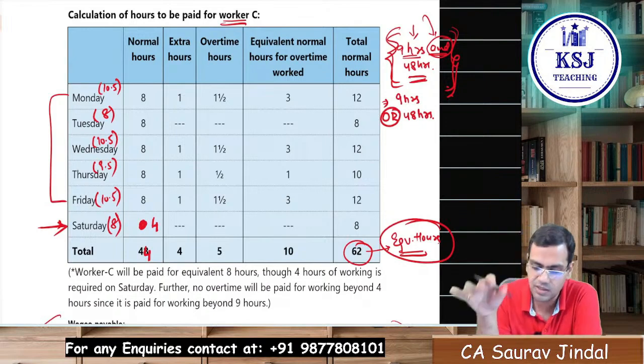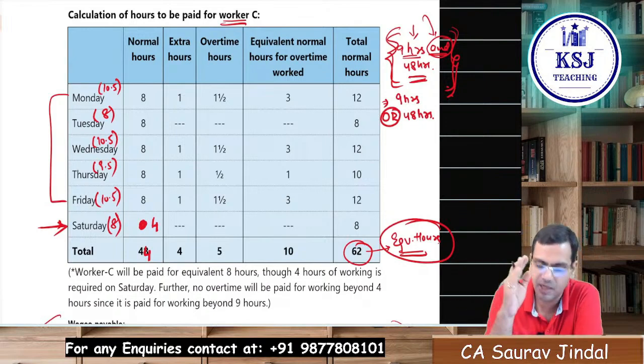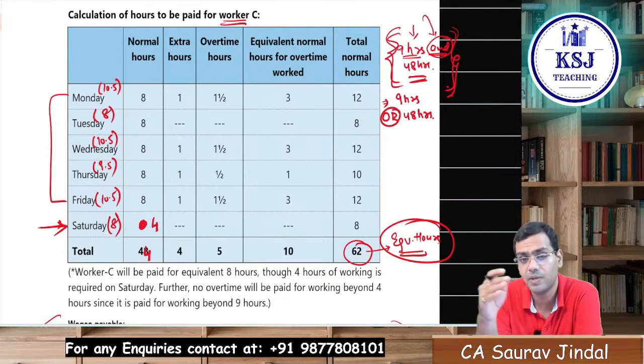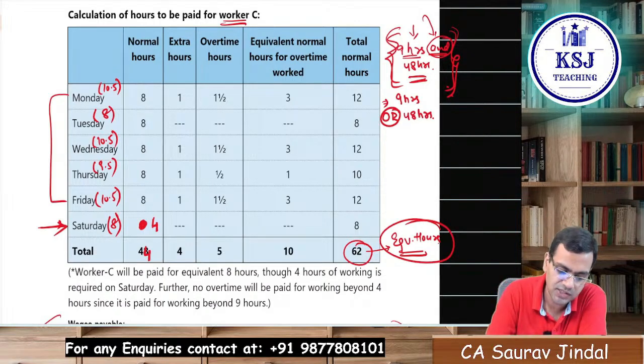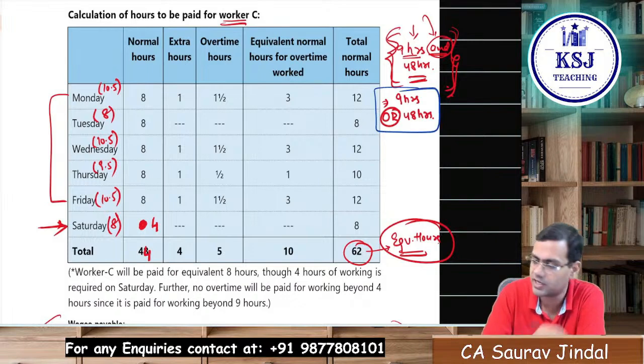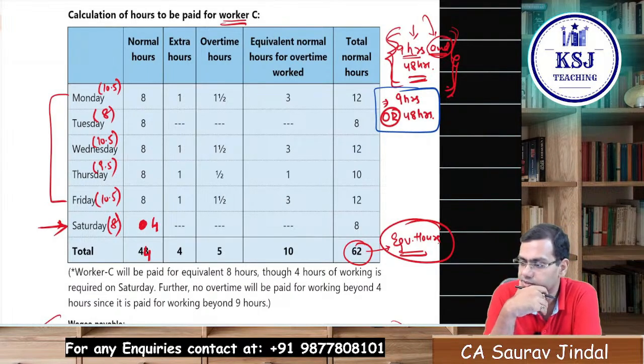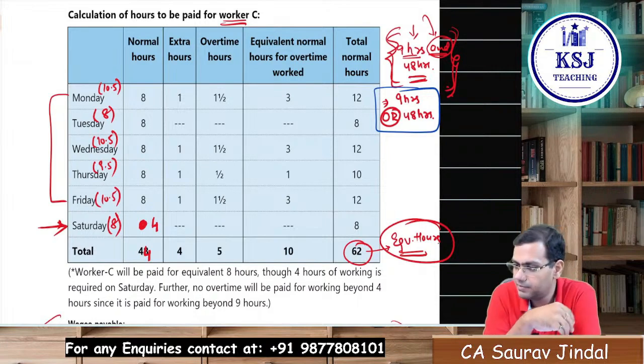Now coming to my condition, please let me know the remaining 4 hours which I have to pay for worker C, whether I should be taking it as extra hours or whether I should be taking it as overtime. Tell me for this condition, for this 9 hours or 48 hours. Extra, okay. Overtime. Divya says extra, Ramya says overtime.